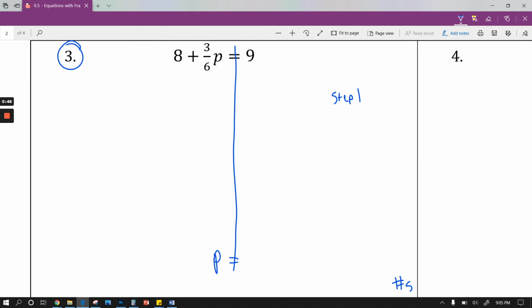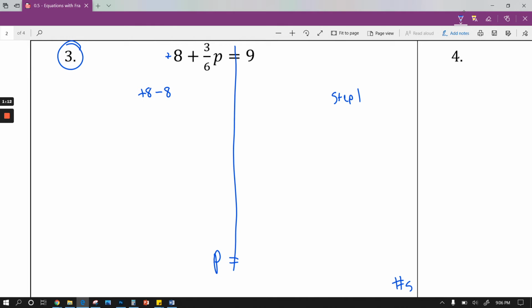Step 1 is to make the constant equal 0. Our constant is 8. The constant is the number that's by itself. It does not have a variable. So we have a positive 8 here because there's no symbol there, which means it's going to be positive by default. The opposite of positive 8 is negative 8.